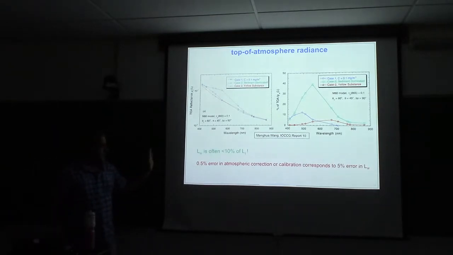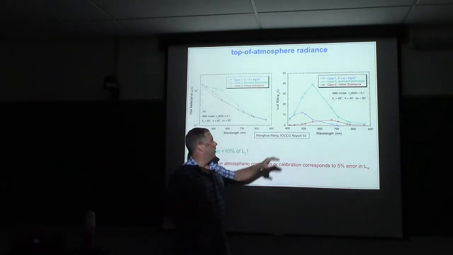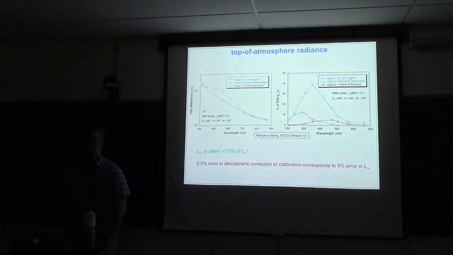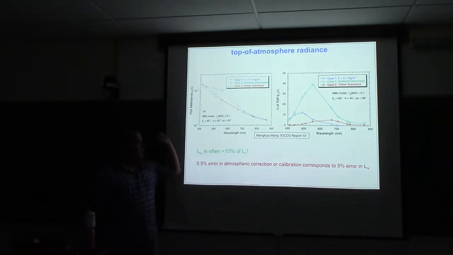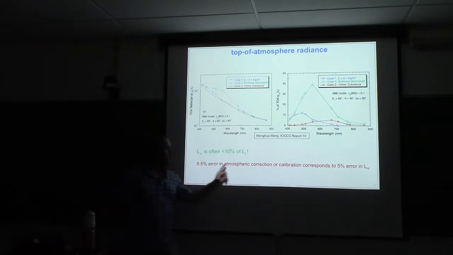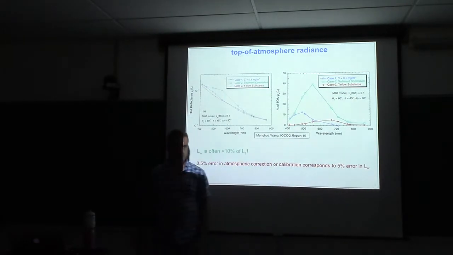Furthermore, because your signal is so small, you have to pay a lot of attention to your instrument calibration. Think of this as the 10-to-1 rule. If we're interested in 10% of our signal, then an error at the top of the atmosphere of, let's say, 0.5% gets magnified to a 5% error at the sea surface.